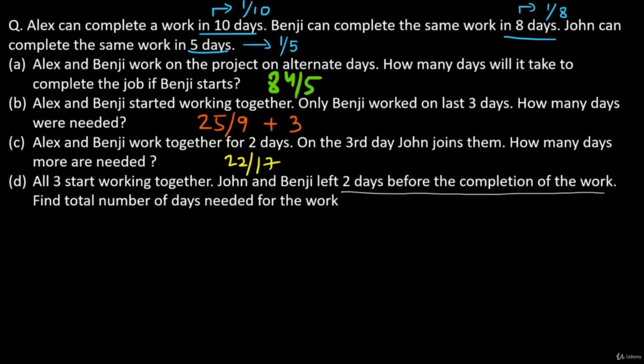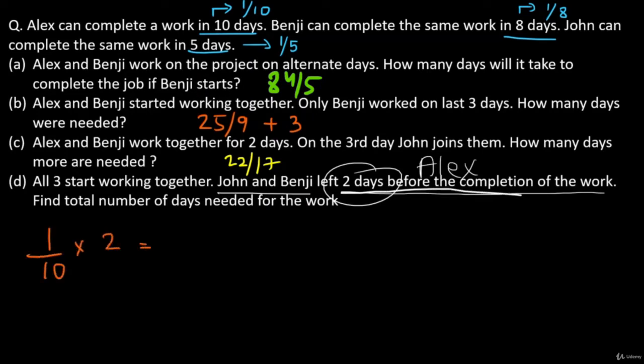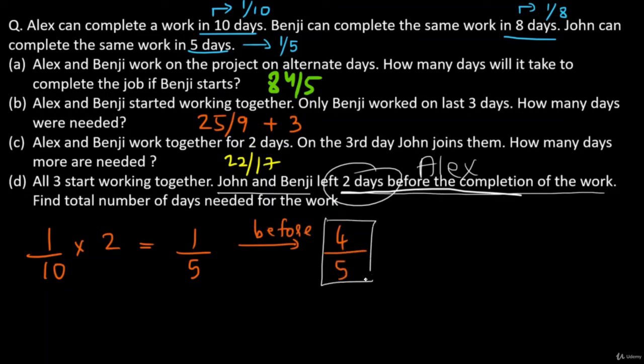Let's do it together. Now, over here we know that John and Benji left 2 days before the completion of the work. That means on the last 2 days, only Alex worked, right? Now, in 1 day, Alex will do 1 by 10 of the work. So, in 2 days, Alex will do 1 by 10 into 2, right? That's equal to 1 by 5 of the work. Therefore, before these 2 guys left, they should have completed 1 minus 1 by 5, which is equal to 4 by 5 of the work, right?